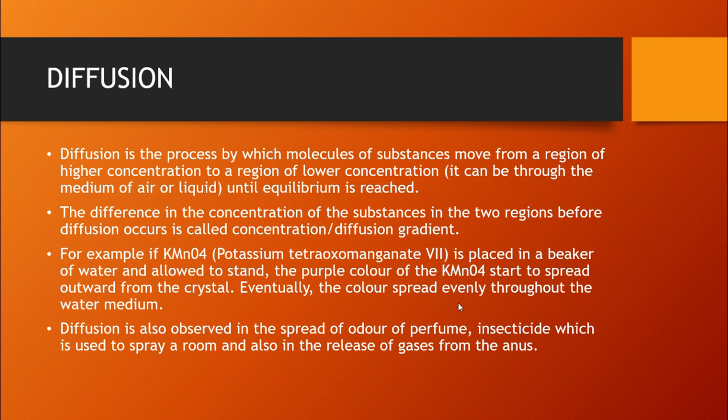Less. That's the idea. The difference in concentration of substances in two regions before diffusion occurs is called the concentration or diffusion gradient. Okay, good. You can now say that the region where that substance is more has a higher concentration gradient, and where it is less, a lower concentration gradient. Do you get my point? That's the idea. So diffusion is the movement of molecules from a region of higher concentration gradient to a region of lower concentration. Let's move on. For example, if KMnO4, potassium tetraoxomanganate(VII), is placed in a beaker of water and allowed to stand.